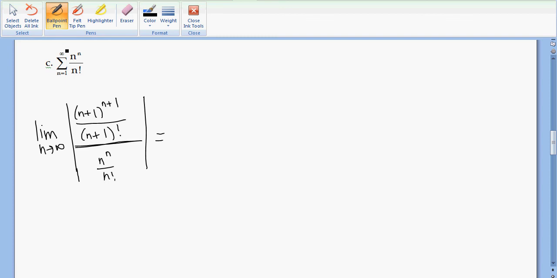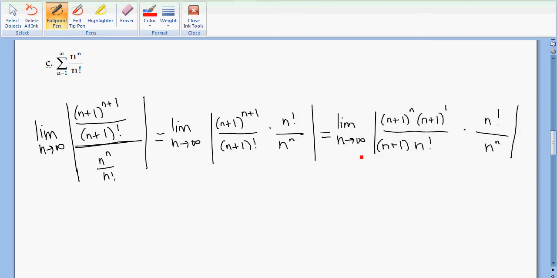So here we go. Remember that everywhere there was an n, you're replacing it with n plus 1. So we've got lots of n plus 1s everywhere. Let's simplify by flipping and multiplying. And then let's simplify anywhere we can. So notice our n factorials will cancel. And also we have an n plus 1 to the first power that'll cancel. And we're just left with n plus 1 to the n over n to the n, which I've written as the expression n plus 1 over n all to the n power.